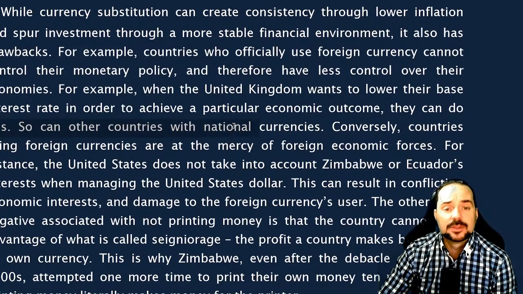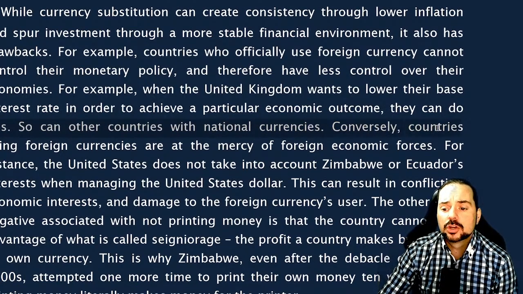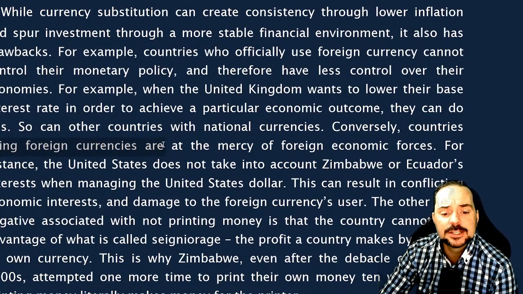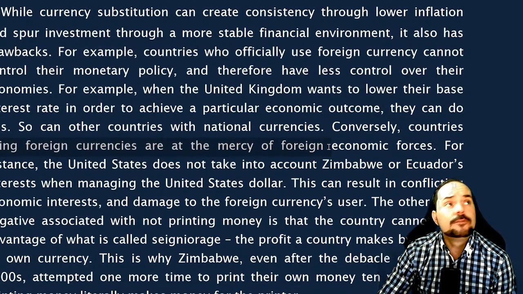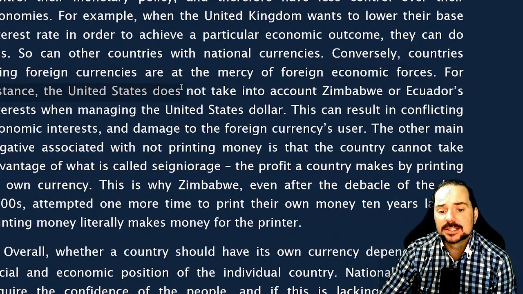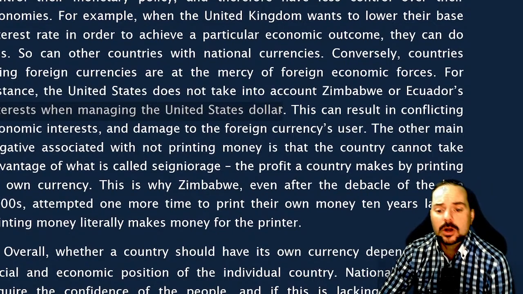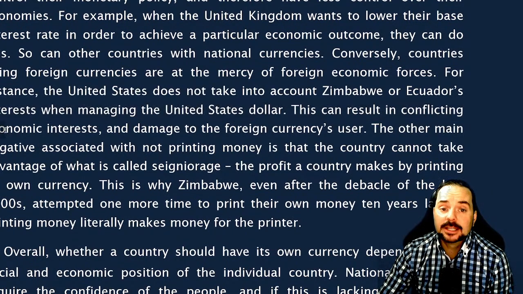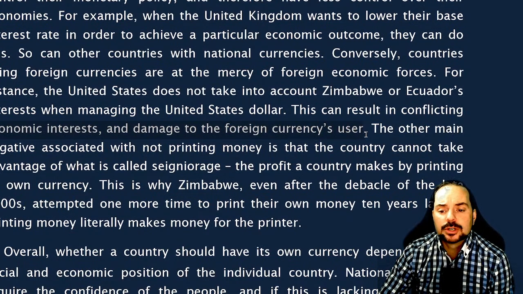So can other countries with national currencies. Conversely, countries using foreign currencies are at the mercy of foreign economic forces. For instance, the United States does not take into account Zimbabwe or Ecuador's interests when managing the United States dollar. This can result in conflicting economic interests and damage the foreign currency's user.